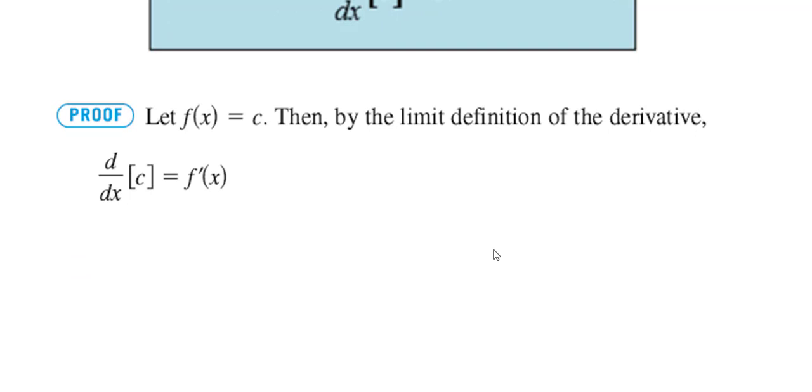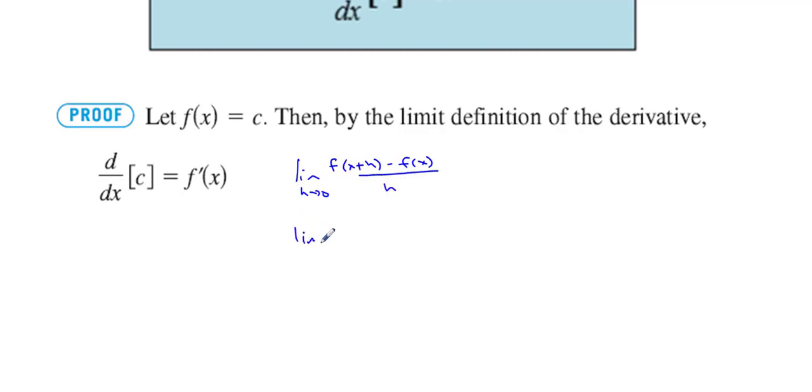Well, let's prove it real quick. Let's say f of x equals c, some constant. Well, we know how to find derivatives using the limit definition, so let's do that real quick. Good practice for a Tuesday. All right, we know the limit definition. Limit, as h goes to 0, of f of x plus h minus f of x all over h. We know that's the limit definition of the derivative.